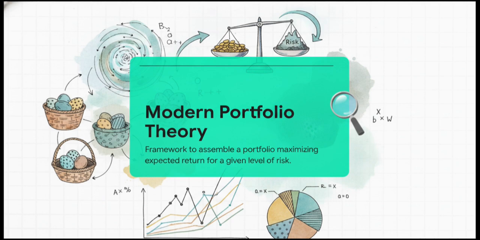So what exactly is it? Modern portfolio theory, or MPT, is a mathematical framework for assembling a portfolio of assets so that your expected return is maximized for any given level of risk. Essentially, it formalizes that classic age-old advice: don't put all your eggs in one basket. MPT shows us that an asset's risk isn't just about how it performs all by itself. No, it's about how its variance contributes to the overall risk of your entire portfolio.